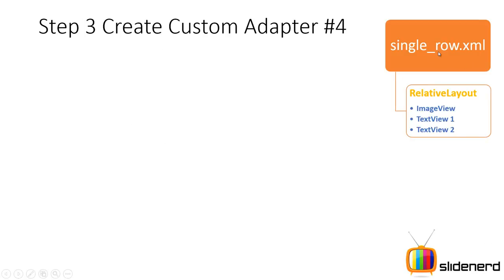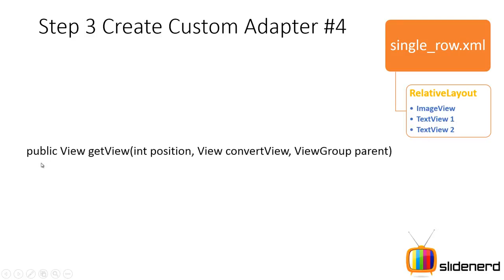Alright, so you have your single row.xml file which contains a relative layout, which is the root. Inside that you have an image view, a text view 1, a text view 2 containing the descriptions, right? So here the method looks something like this: view getView int position. Remember, it gives you 0, 1, 2, 3 and so on for each position of the row. Convert view, which I told don't worry about this right now. View group parent, it is nothing but a reference to the list view.